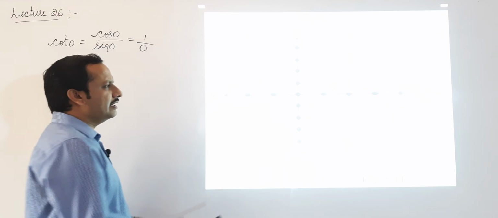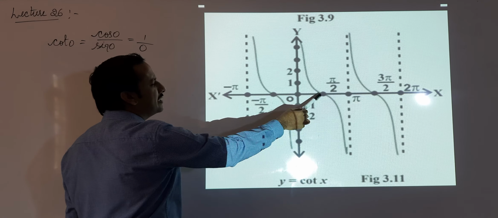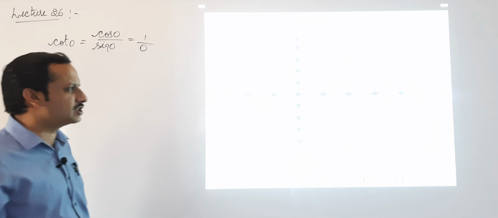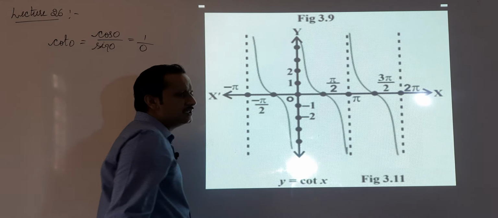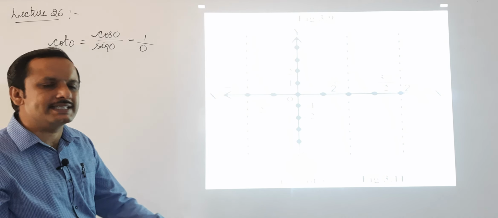Then look at the graph of the function from 0 to pi by 2. The graph from 0 to pi by 2 lies above the x axis, so it is positive there. That means in the first quadrant it is positive. Then from pi by 2 to pi, observe that the graph lies below the x axis, so there it is negative. We know in the second quadrant cot x is negative.